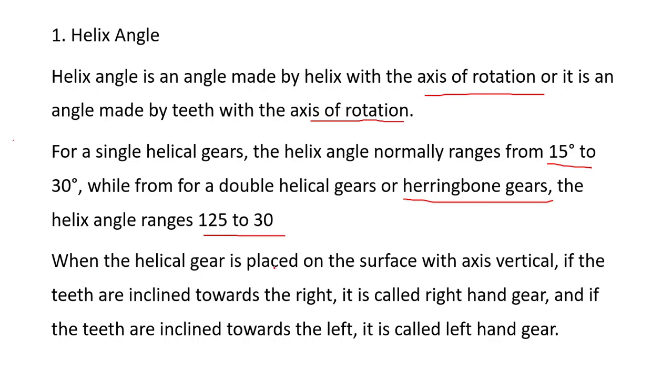We have two types of helical gear: one is right handed gear and the other is left handed gear. When the helical gear is placed on a surface with its axis vertical, if the teeth are inclined toward the right, then we can say this is a right hand gear, and if the inclination is toward the left side, it is known as a left hand gear.